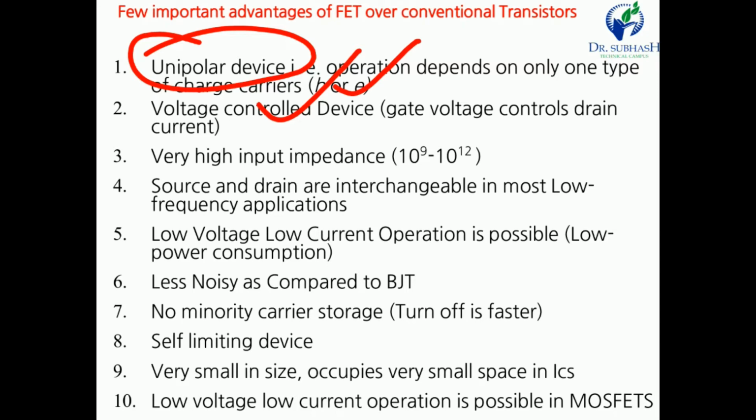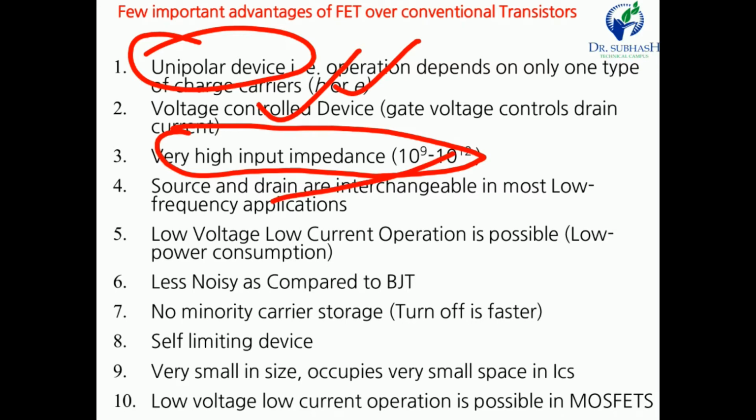Third, high input impedance. If you want to design an amplifier with high linearity, then input impedance should be high, so FET is more suitable than BJT. Fourth, source and drain are interchangeable in most low frequency applications. If the main application is a high frequency amplifier as well as a low frequency amplifier, then for low frequency applications, drain and source can be interchanged. So it is easy to design a circuit.